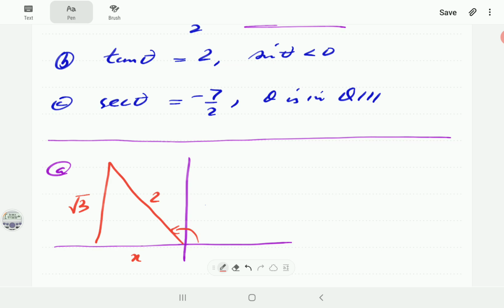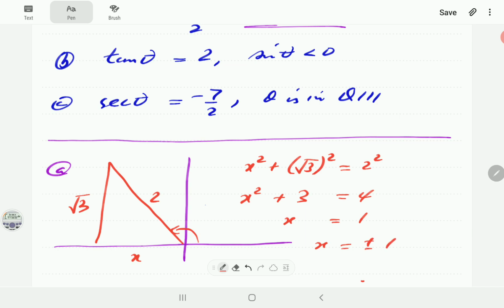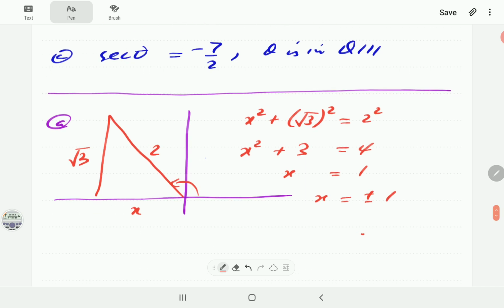So this time Pythagoras is going to say x squared plus root 3 squared is equal to 2 squared. So x squared plus 3 is 4. So x squared is 1. So x is plus or minus 1. But since we're in the second quadrant, x has got to be negative 1.